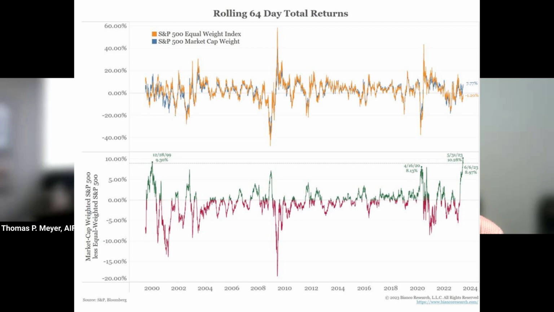The first chart's a little bit busy with the lines, but it'll show the market cap being up about 7.77%, while the equally weighted is down 1.2%. And this is over a rolling 64-day return. The bottom chart with the red and the green shows a little bit clearer what we're trying to illustrate. The green lines are when the market cap weighted index is outperforming. The red line would be when an equally weighted index is outperforming. And again, you can see that dispersion is above 10% as of now.